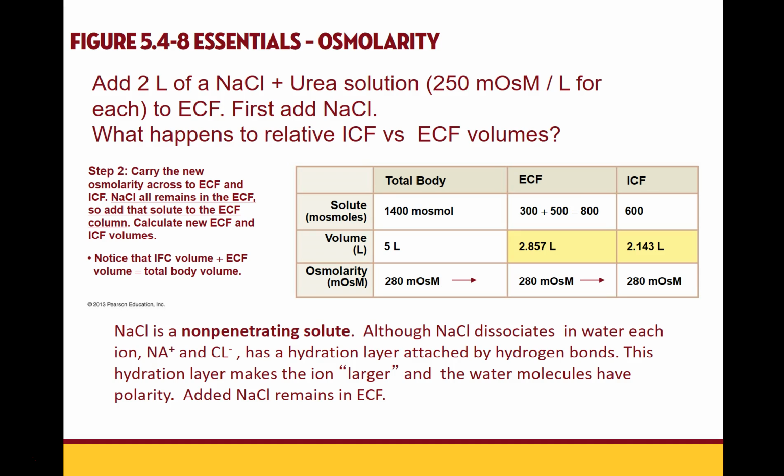Okay, so we have this situation in your life. This is where you're sitting. Don't worry about the plus here. You're sitting at 1400, 300, at 600 ICF, ECF total body of your solute. You have a total body volume of 5 liters in your body. Our first step, what we're going to do is add 2 liters both of salt solution and a urea solution at this osmolarity into your ECF, so we're just going to put it non-IV, like IM, just stick it right into your body.